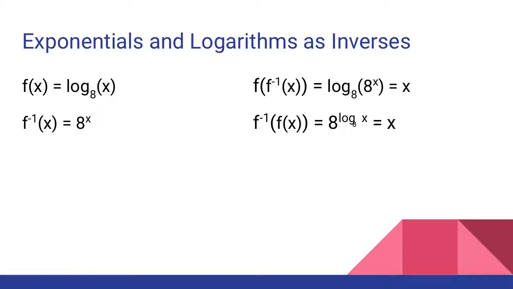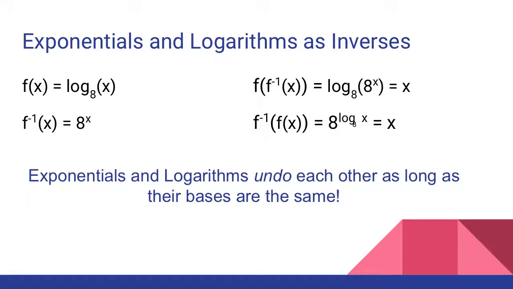If you do your composition, as we've done in previous learning activities, where the inverse goes in for f, then you have log base 8 of 8 to the x, or if you flip it around, you do 8 to the log base 8 of x. The log base 8 and the 8 to the part are going to just cancel each other right out, and that's how you end up with just x. Again, exponentials and logarithms undo each other as long as their bases are the same.